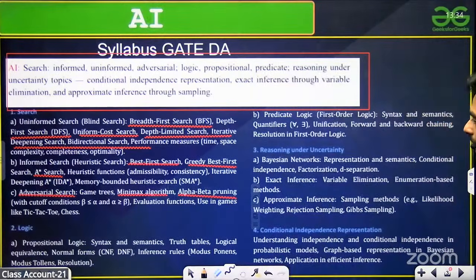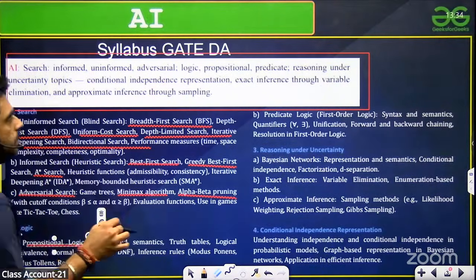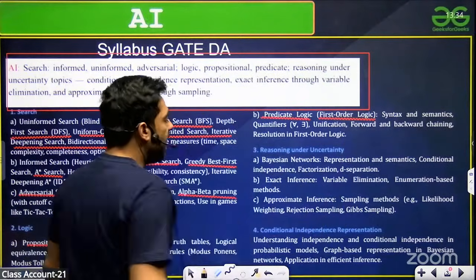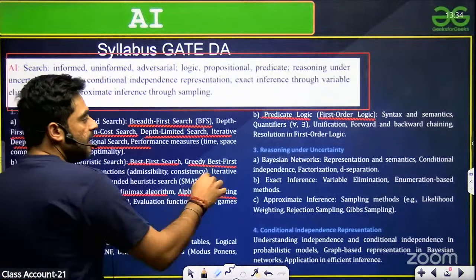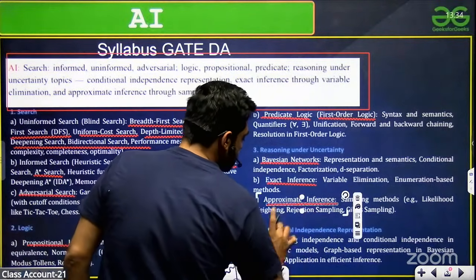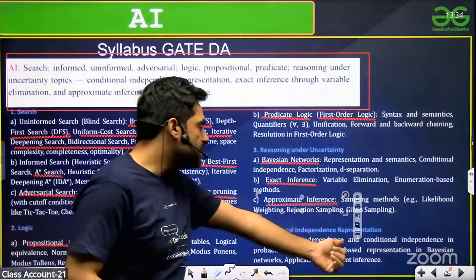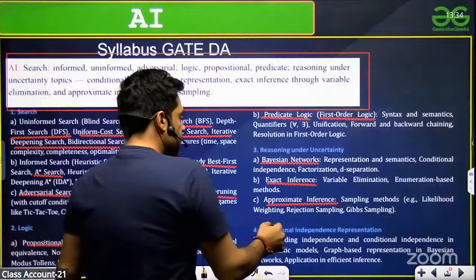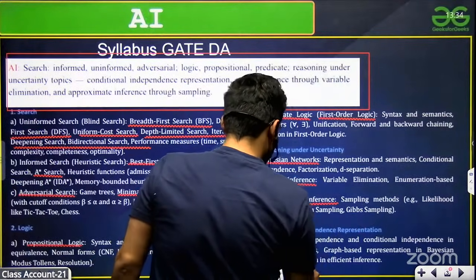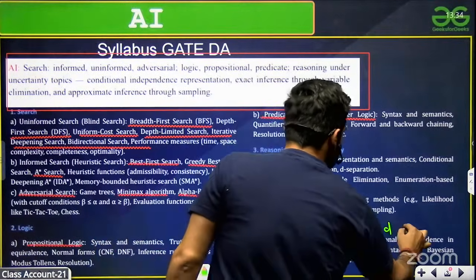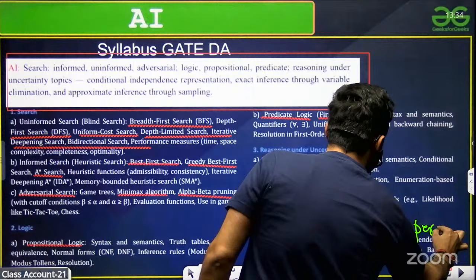Then in logic, I will start with propositional logic and end at predicate logic, also known as first order logic. In reasoning under uncertainty, we have Bayesian networks, very important. Then exact inference, approximate inference methods, and in conditional independence we will study the D-separation rules, very important for your exams. So this is how I will cover the entire syllabus.